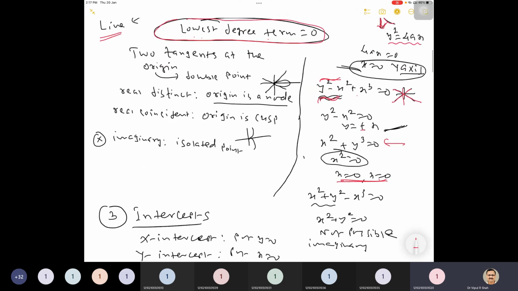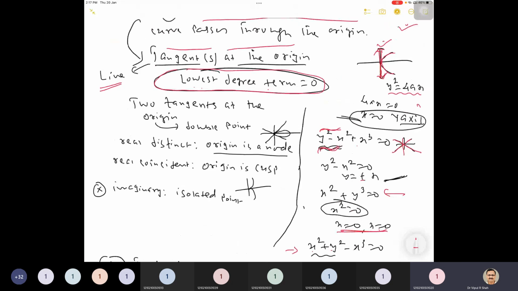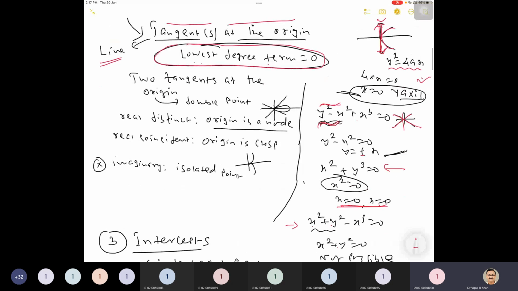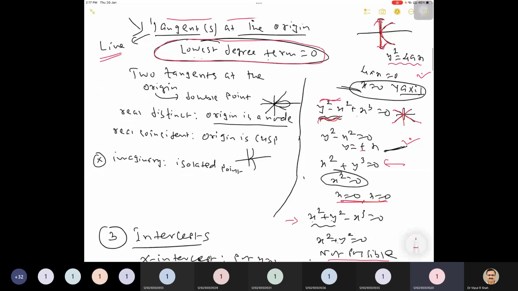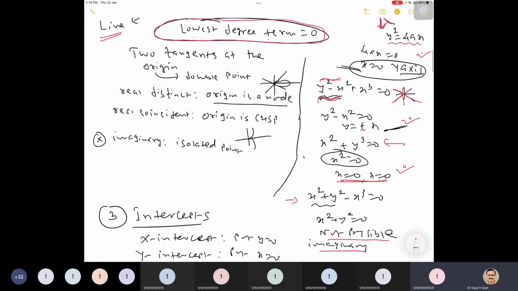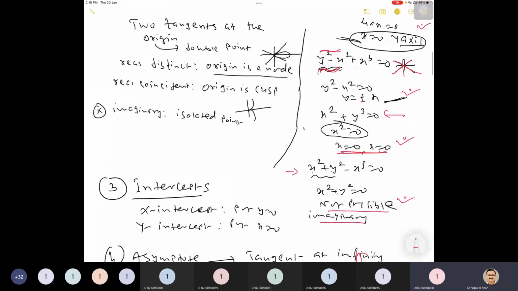Suppose this example, x square plus y square minus x cube equal to 0. This curve also passes through the origin. What is the lowest degree term? x square plus y square equal to 0. But x square plus y square equal to 0 is not possible because it is imaginary. So there are cases where you may get only one tangent. You may get two tangents but different. You may get two tangents but equal. And there may be no tangent also.